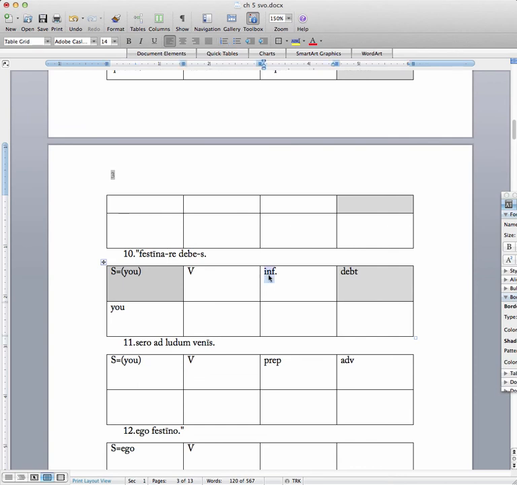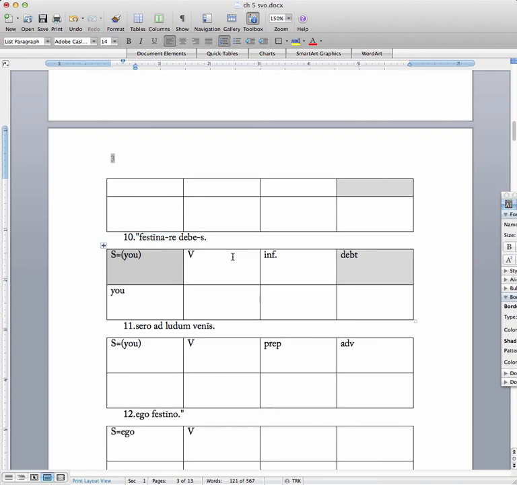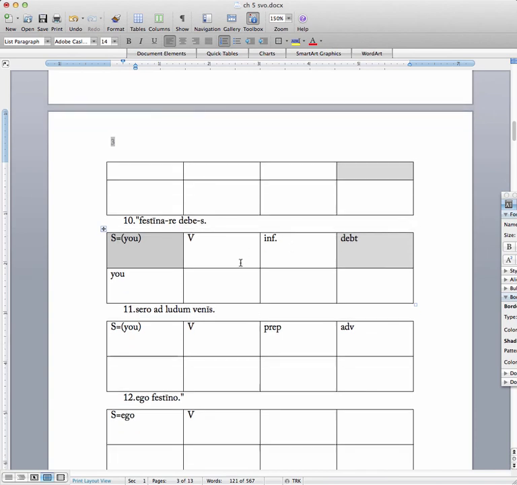So whenever I say I want an infinitive here, you're going to be looking for a word that looks like that. There are 2 other endings, but for right now, that's all you need to know. A debt is something that you must pay, right? So debes means must.